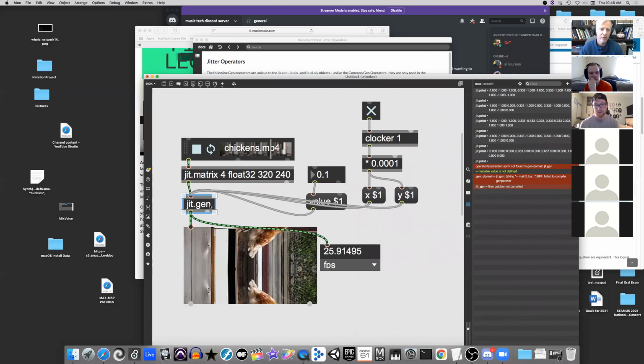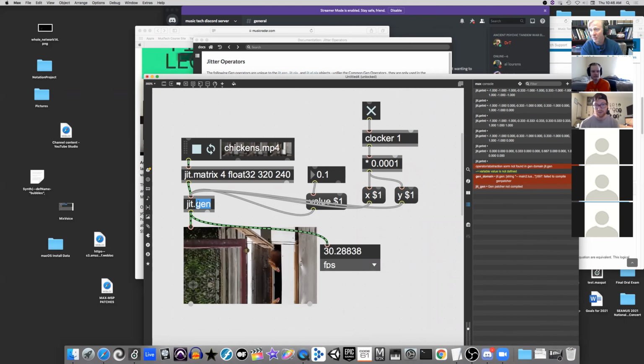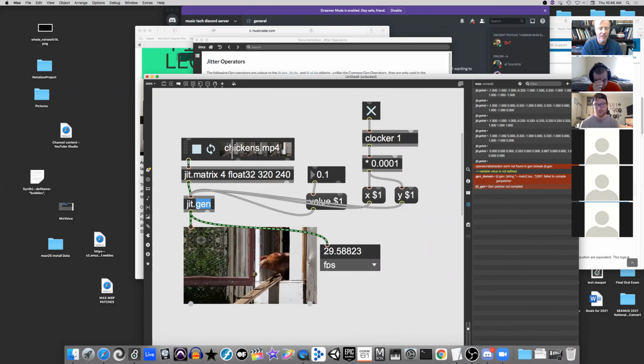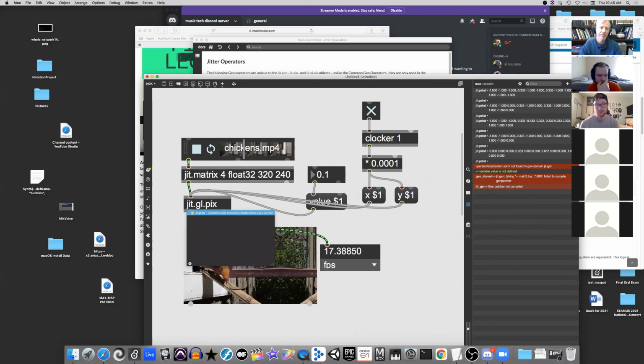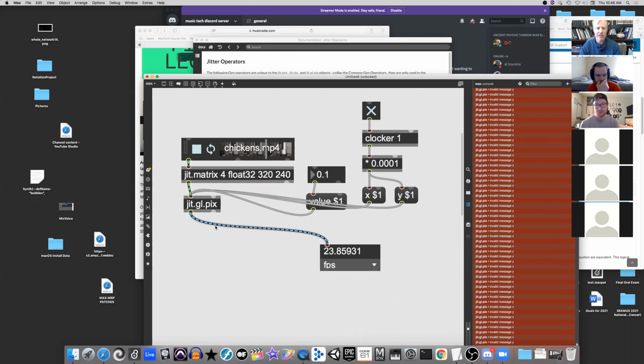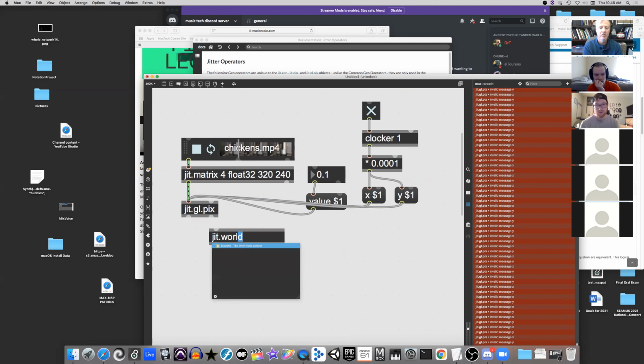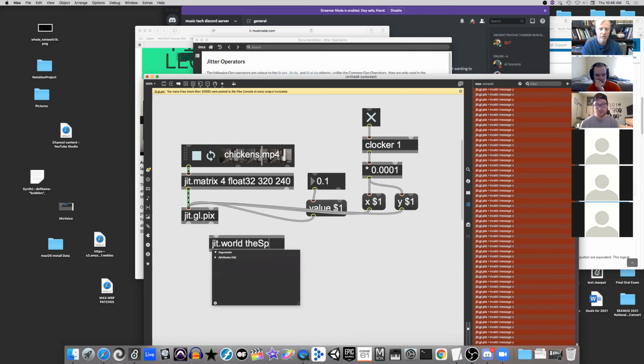And now what I'm going to do is replace this jit.gen. This is the whole point of what I wanted to get to, so pardon me if I run over. I'm going to replace it with jit.gl.pix. Okay, so that's going to be problematic because now we're in a texture, right? And if we're in a texture, that means we need to be in a world, right? So we'll make a jit.world. Displace.